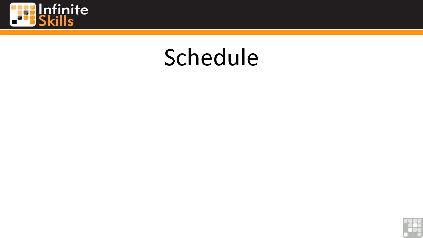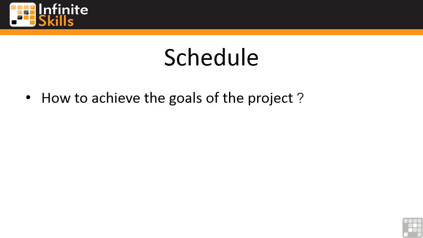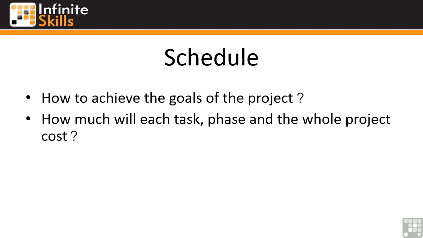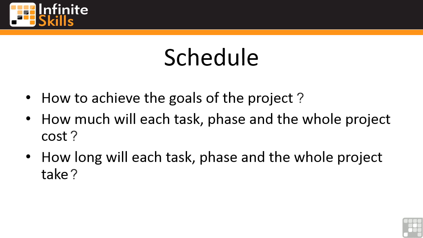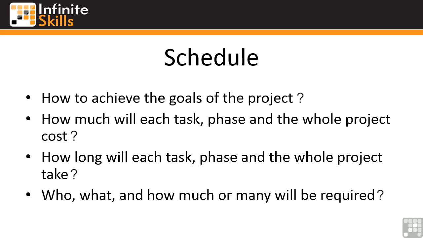We then move into the schedule section, and this is how are you going to achieve the goals that you just agreed in the scoping section. How much is each of the tasks and phases and therefore the whole project going to cost you? So we're looking at resourcing there. How long will each task, each phase and therefore the whole project take? So that's planning each of the tasks. And then who or what and how much of anything is to be required. So we can look at the costing side.